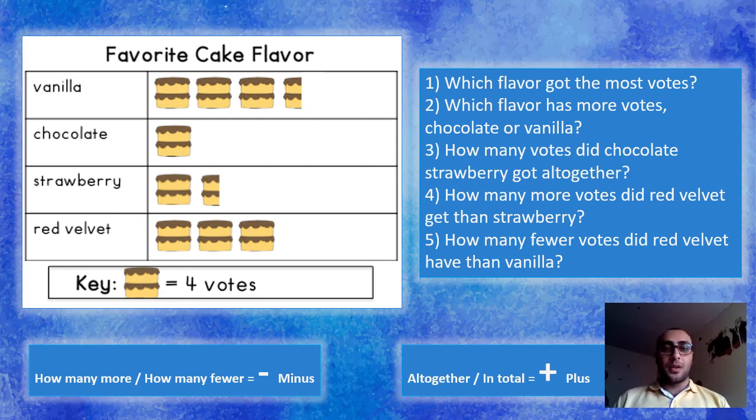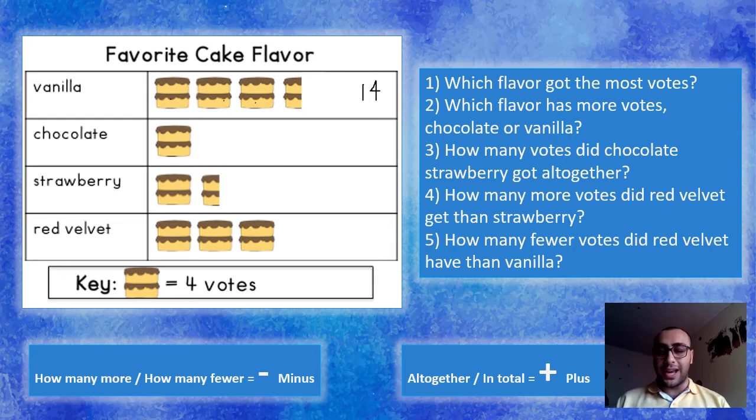Vanilla, 1, 2, 3, 3.5. So let's see. 3 cakes means 3 times 4, so it's 12. And we have a half. Half of a cake, 1 cake is 4. Half of it is 2, right? So we have 12 plus 2. It means it's 14, right? And then we have chocolate.